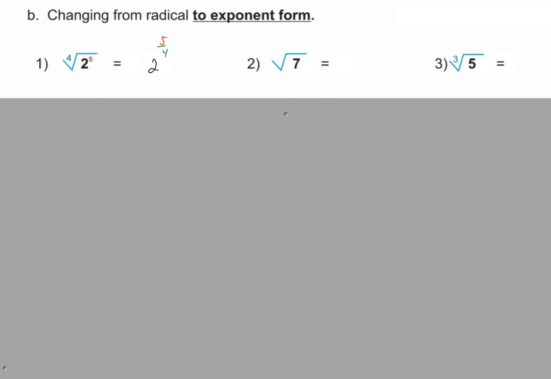So look at number 2. The base is 7. What's the value of the numerator? 1. There's a 1, but it's not shown. What's the value of the denominator? 2. It's not shown. Hey, that's 7 to the 1/2. The square root of 7 is 7 to the 1/2.